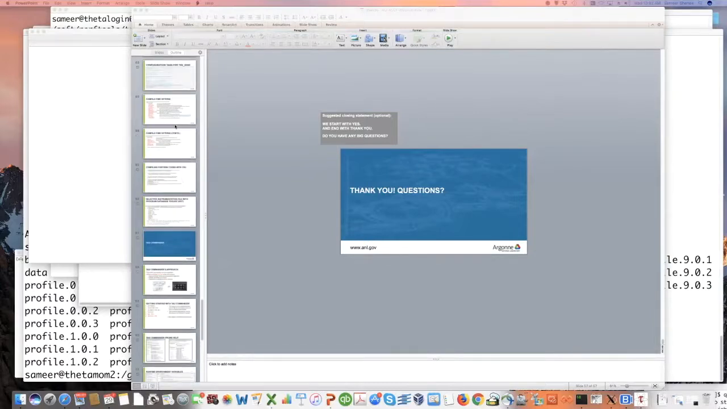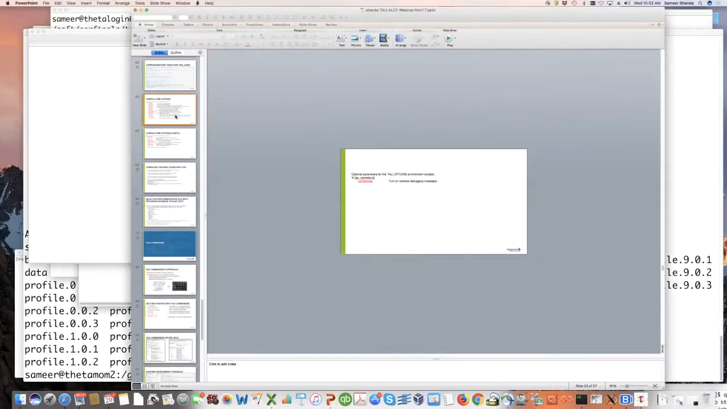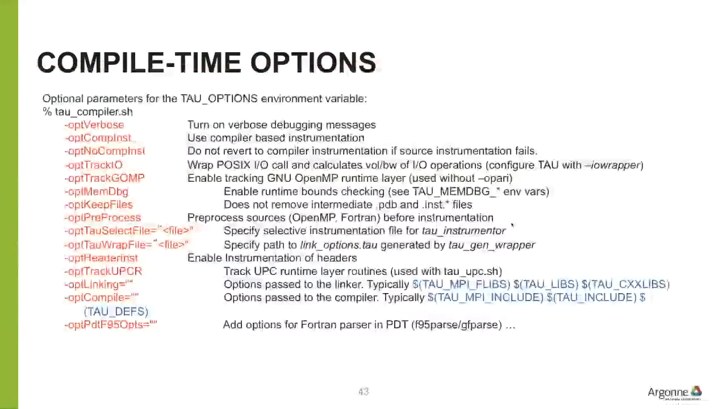There are ways to also instrument your calls if you are using a static binary instead of a dynamic executable, and you can set a TAU option to track the IO, and it will intercept those calls even in static executables. Here, if you were using the TAU compiler scripts, you could say -optTrackIO to wrap the POSIX IO calls in a static executable.